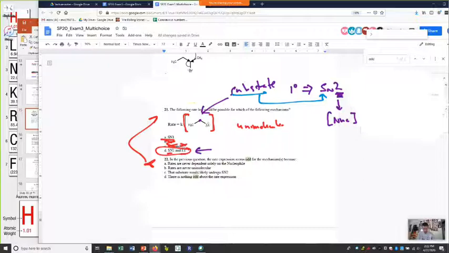So if we go through and look at our answer choices: our rates are never dependent solely on the nucleophile. That's not true. Rates are never unimolecular. Also not true. The substrate would likely undergo SN2. Yes, it's a primary substrate. That should do an SN2 reaction, not SN1 or E1. And then there's nothing odd about it. So you're really whittled down to a 50-50 on deciding whether you know to look for those structural details in your reactions.